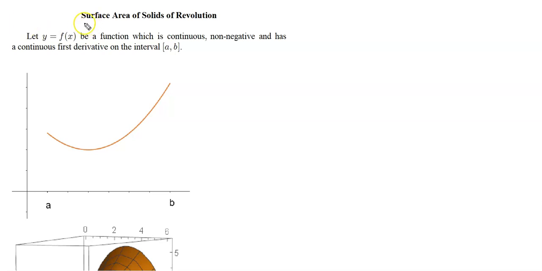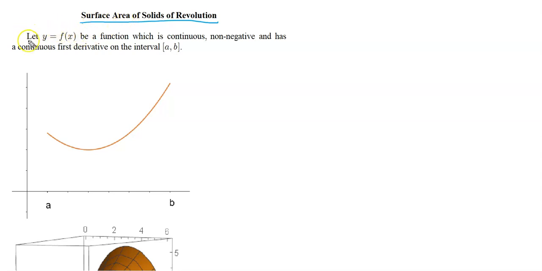Hi everybody. In this video we're going to look at evaluating the surface area for solids of revolution. If you remember, in previous lectures we discussed methods of evaluating the volume for solids of revolution. Those involve the disk, washer, and shell methods. Well, now we want to take a look at finding the surface area.